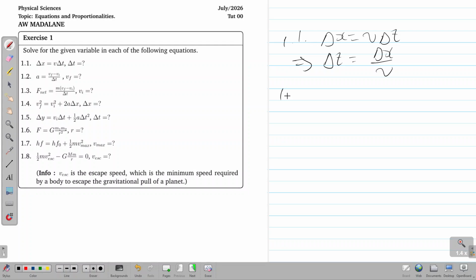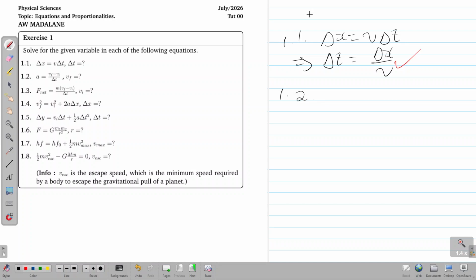Now let's go to 1.2. I can maybe give you a mark. You can mark yourself if you want. I think this should be 1 mark, like that, right? So that you can do by yourself.